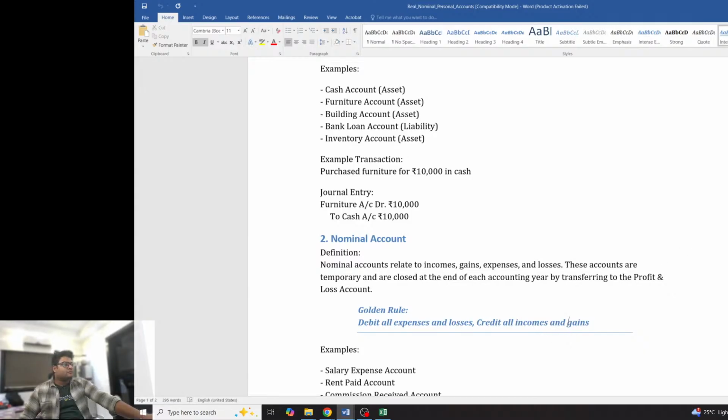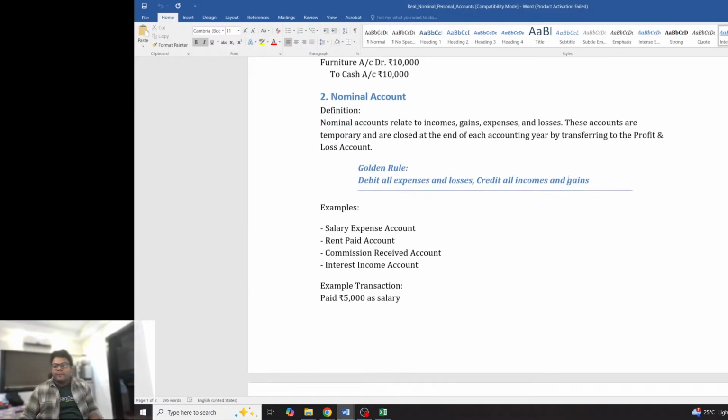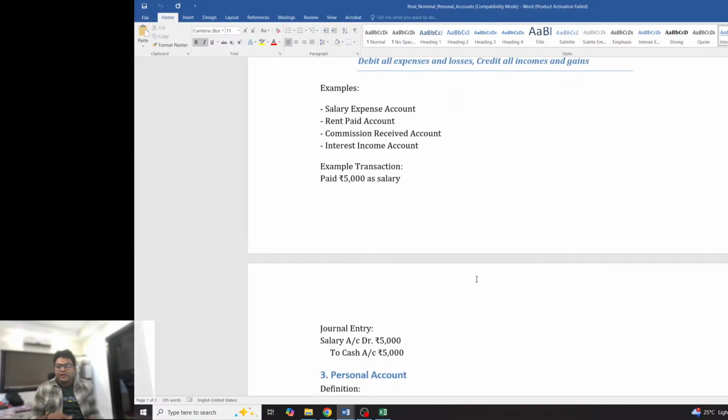So for example, you paid salary. Salary is an expense. If you are paying a salary, it needs to be debited. And for example, if you are paying it in cash. It's not like nominal accounts, real accounts, and personal accounts are going to work independently. They are going to work interdependently.